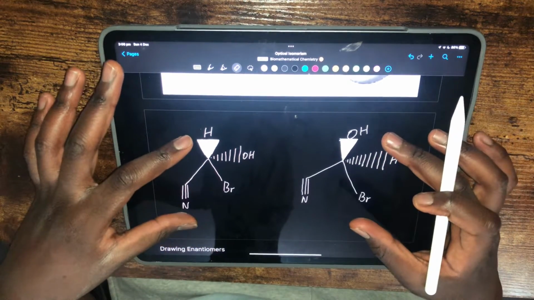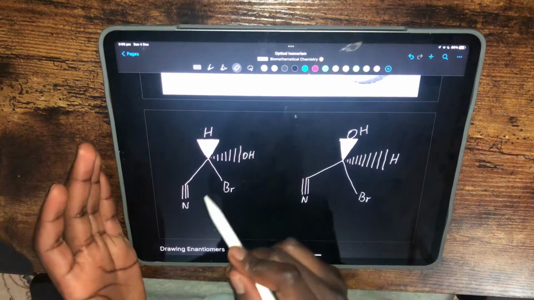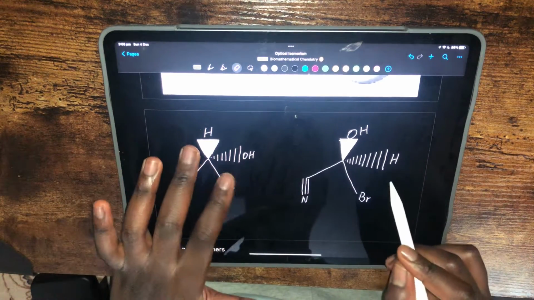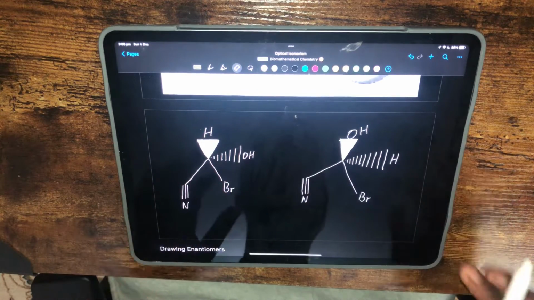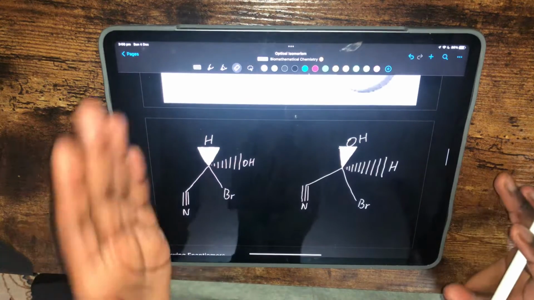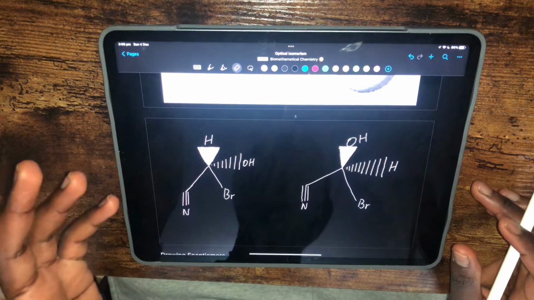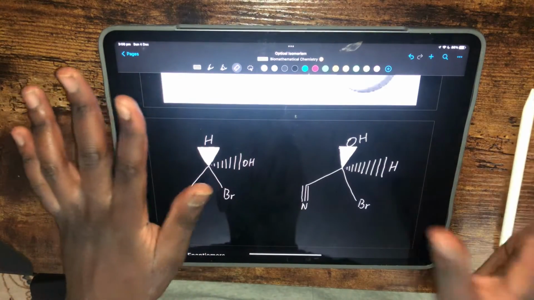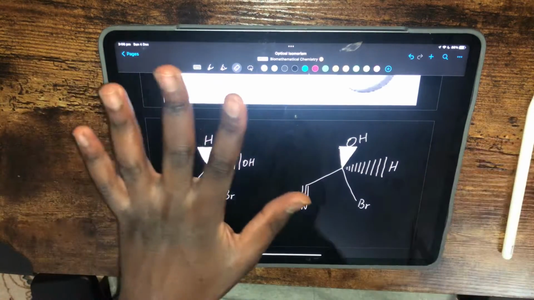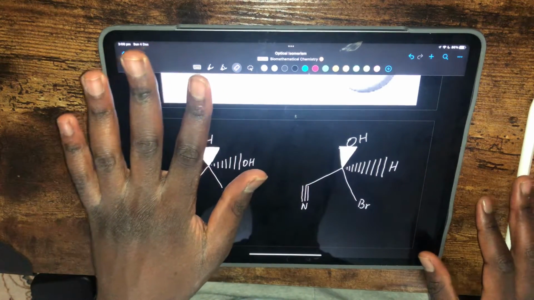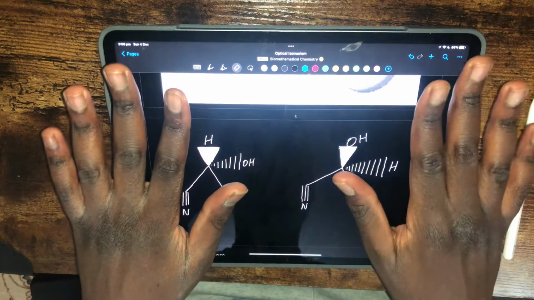So you can clearly see they have the same structural formula, but their atoms are arranged differently in space. I can't really show you an example of what I'm trying to say here, but the only way I can actually show you is with my hands, right? Say this is the one enantiomer. This is the shape of the compound. The mirror image would be like this.